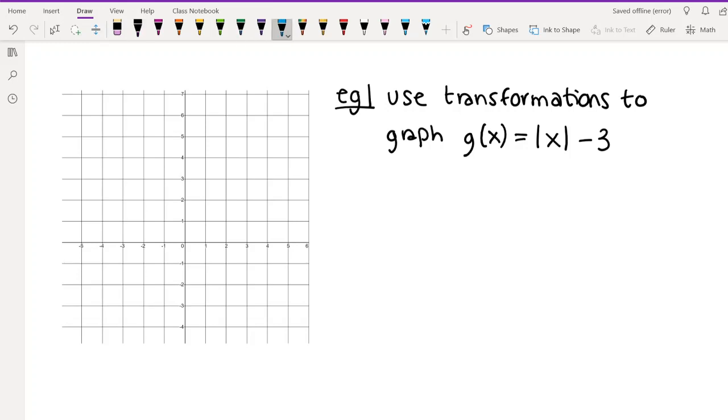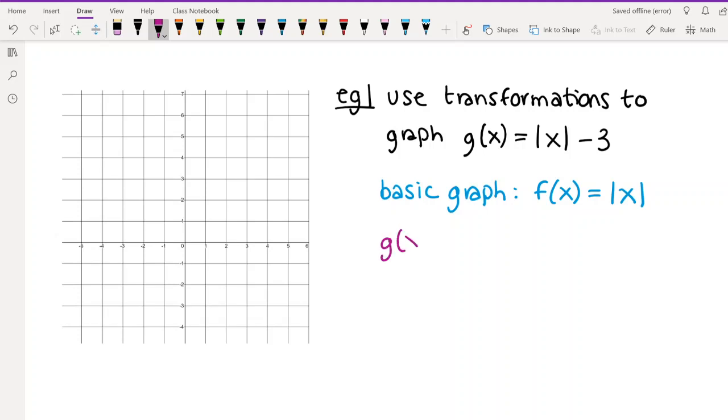Whenever you're using transformations to graph something, the first thing you need to figure out is what is the basic familiar graph that this is a transformation of. In this case, because we see the absolute value, we want to compare this to f of x is equal to the absolute value of x. So our original basic graph is f of x equals absolute value of x. Now we need to figure out what this transformation is. How does our new function g of x compare to f of x? How could we express it in terms of transformations?